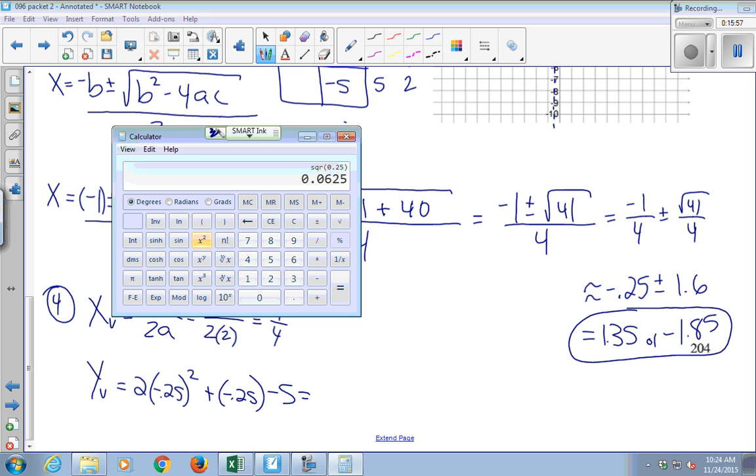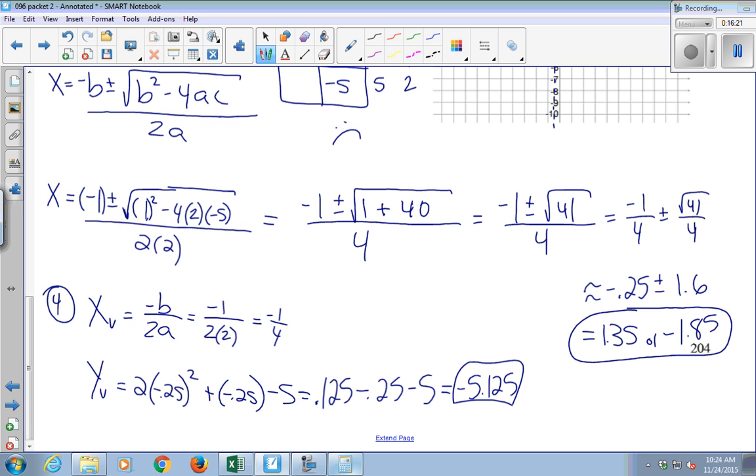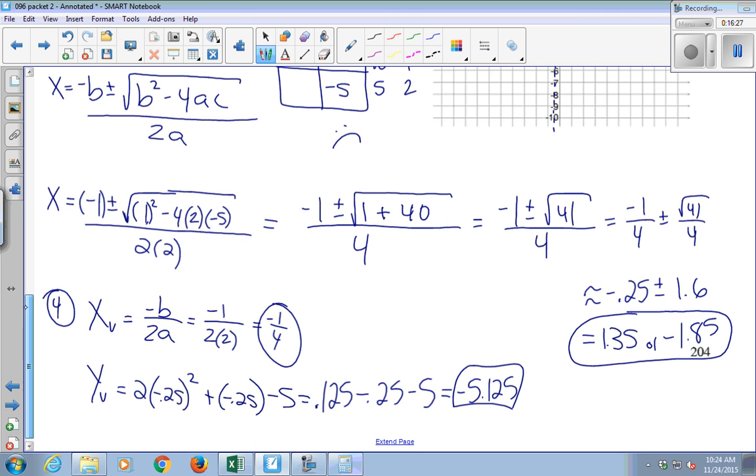And I get 0.0625, and then I'm going to double it, and I get 0.125. 0.125 minus 0.25 minus 5. And I get negative 5.125. So I've got my vertex, negative 1/4, negative 5.125.